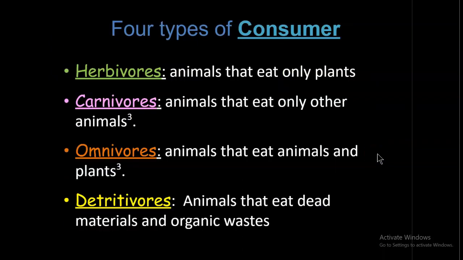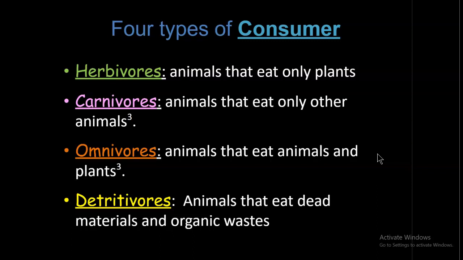Okay, so now we're talking about consumers. There are four types of consumers. The first one is a herbivore. Herbivores are animals that only eat plants. So it would be your giraffe, your wildebeest, your zebras, your cows, deer, stuff like that.